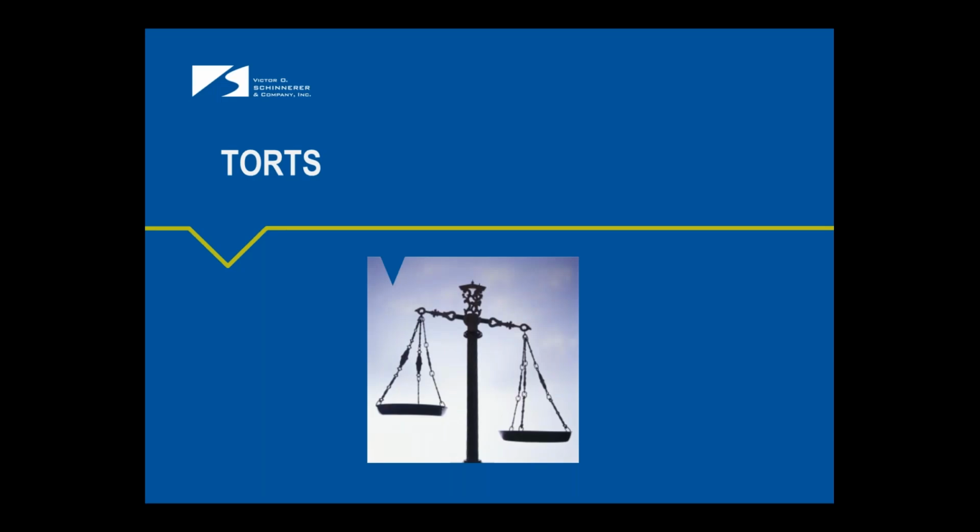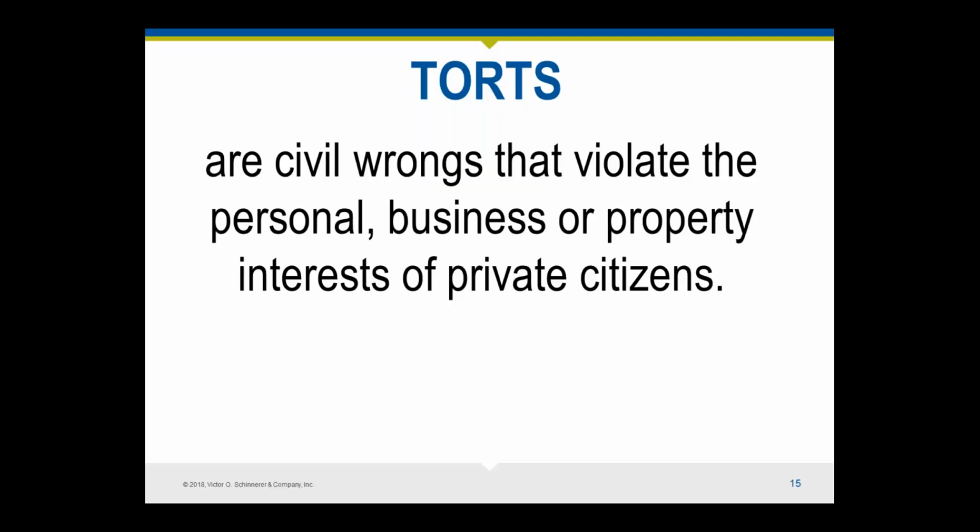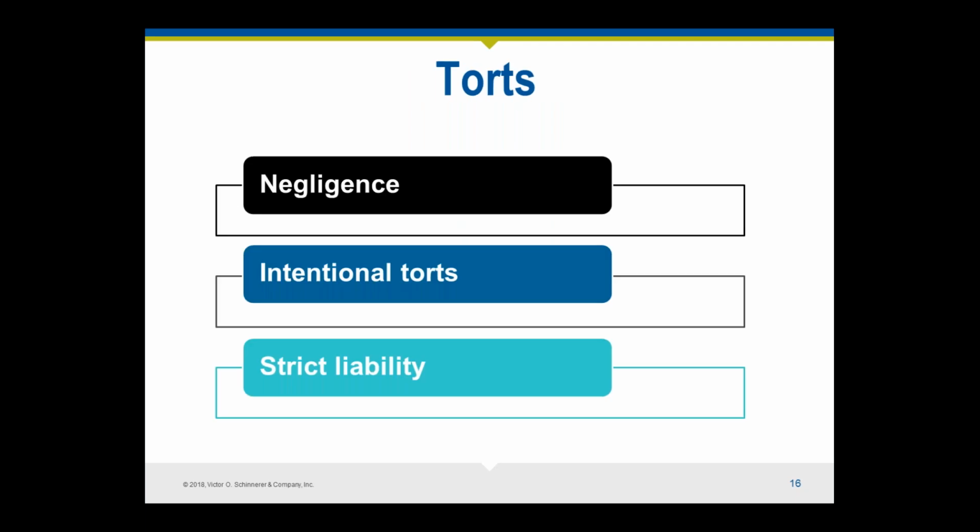So now we're going to move on from contracts to torts. A tort is a civil wrong that violates the personal, business, or property interests of private citizens. And there are several different types of torts to know about. There's negligence, which creates the most claims against design professionals. And that's the focus of today, really the heart of what's covered by professional liability insurance. But there are also intentional torts and strict liability, and you should be aware of those exposures and how you might be creating those exposures for your firm.